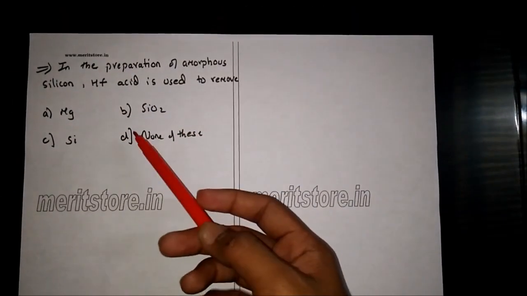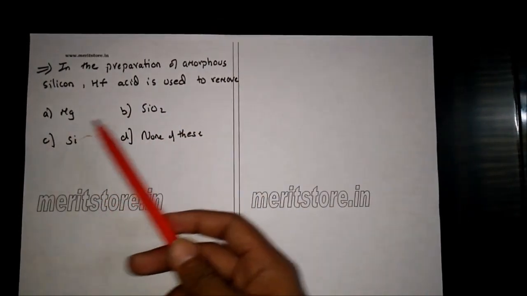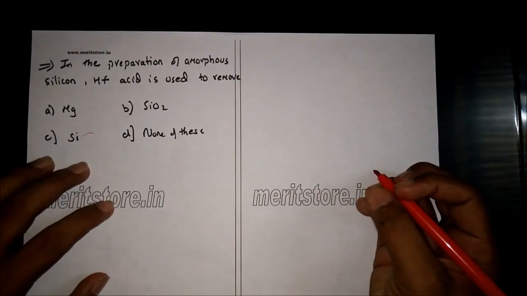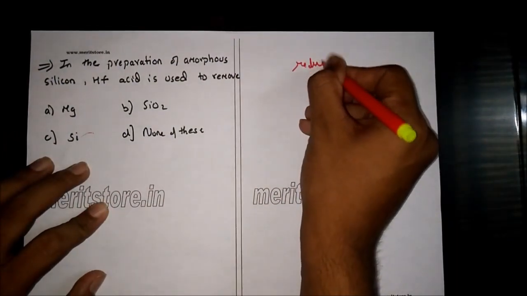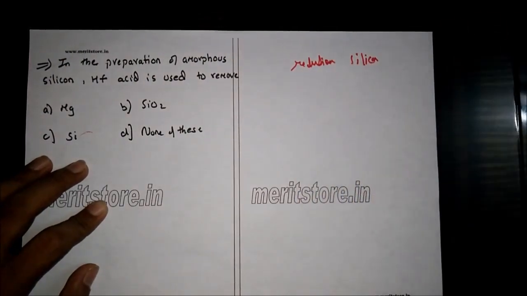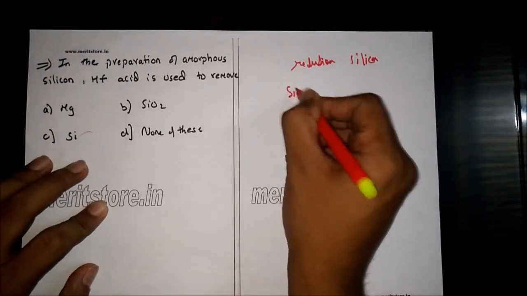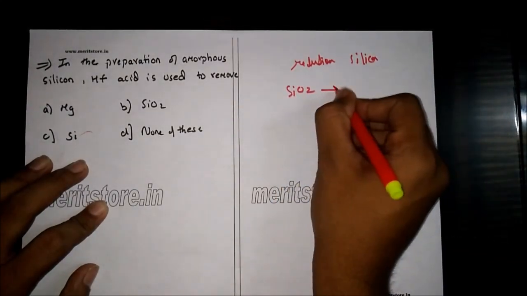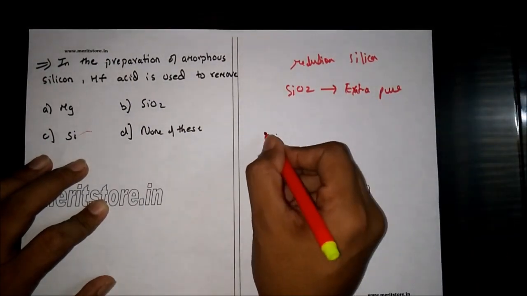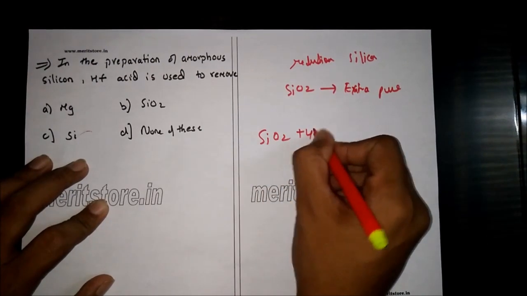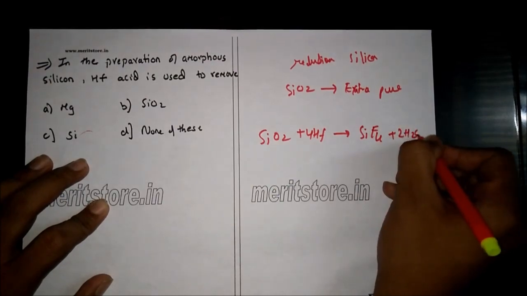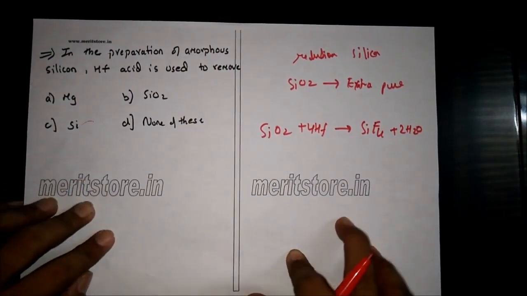In the preparation of amorphous silicon, HF acid is used to remove A, magnesium, B, SiO2, C, silicon, or D, none of these. Now, amorphous silicon is prepared by the reduction of silica, which is rocks. Now, HF is added to remove SiO2 to obtain extra pure silicon. Therefore, SiO2 is removed by the addition of 4HF, which gives SiF4 plus 2H2O. Therefore, the correct answer is option B, SiO2.